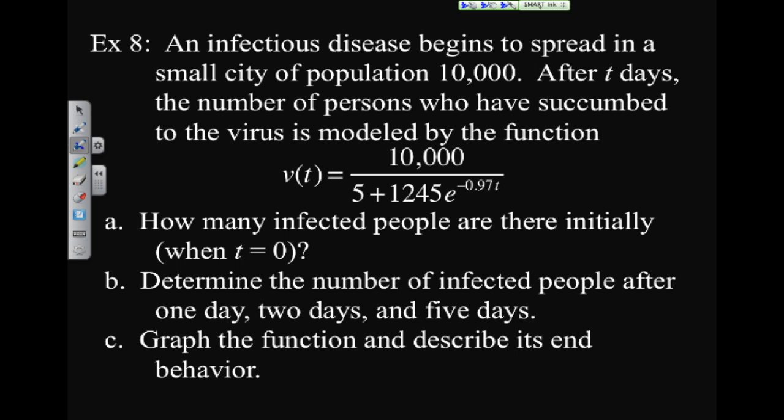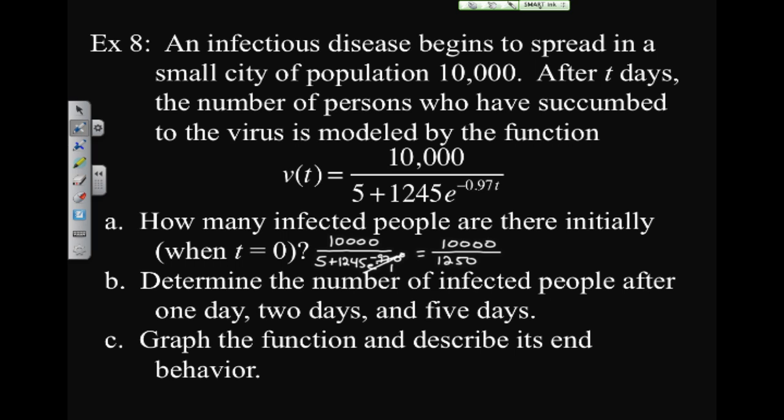Okay, well this one is actually pretty easy to do even without a calculator. What we have is 10,000 over 5 plus 1,245 e to the negative 0.97 times 0 power. Well, when you multiply something by 0, you get 0, and anything raised to the 0 power gives you 1. So what we have now is 10,000 divided by 1250.